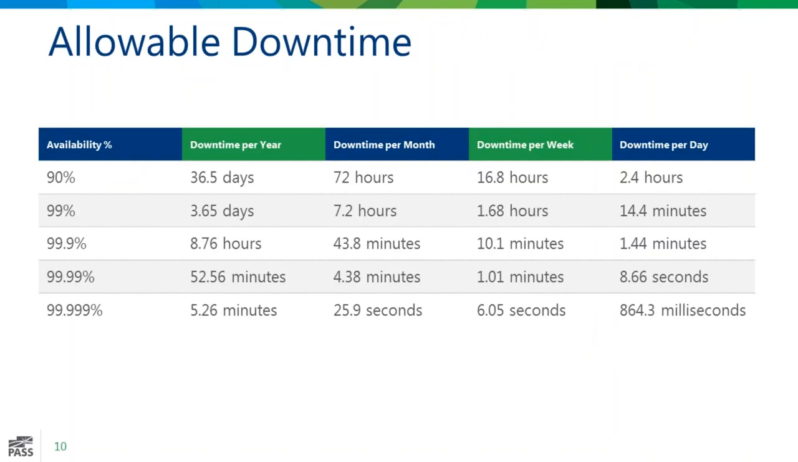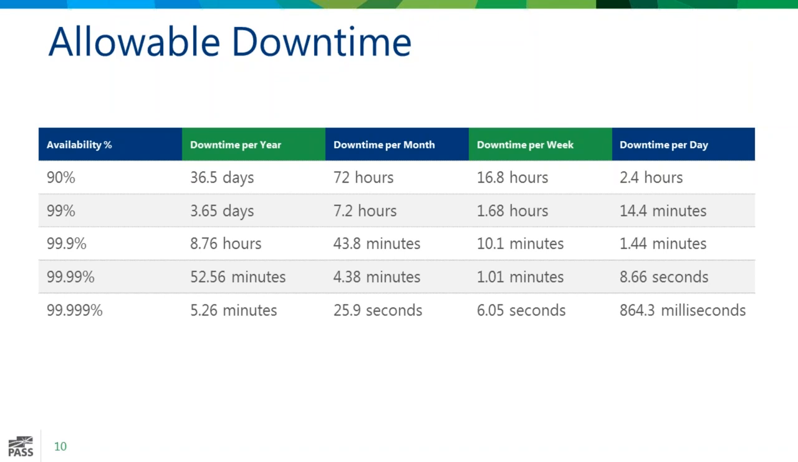And this little chart right here shows you when you start off with 90% availability, that means you can be down for 36.5 days per year. And even Microsoft Access could do that, right? But as you get to 99% and then 99.9, that's 3-9's, it gets tighter and tighter. And once you get to 5-9's, that's only about 5.5 minutes of downtime per year. And that's pretty hard to do.